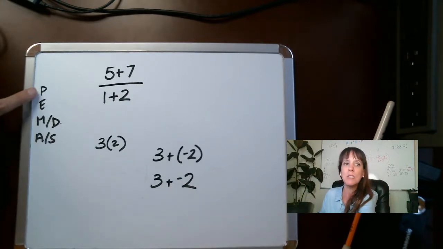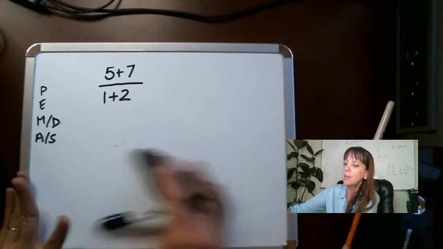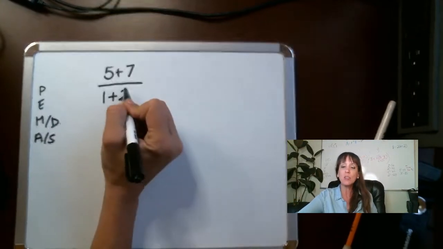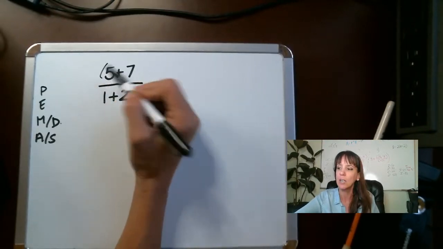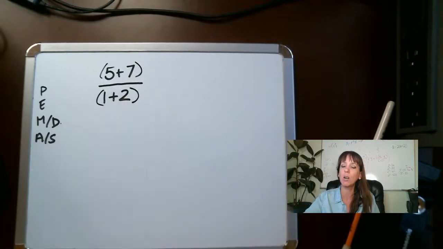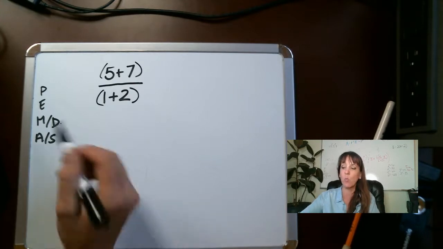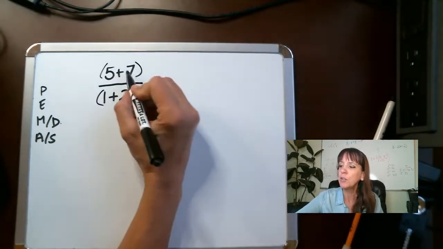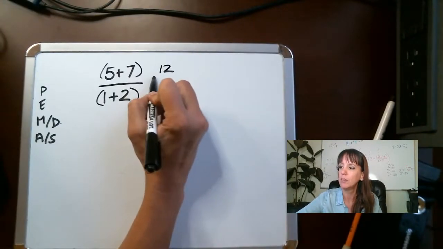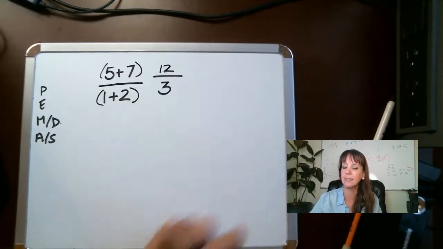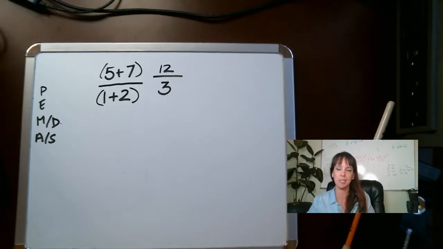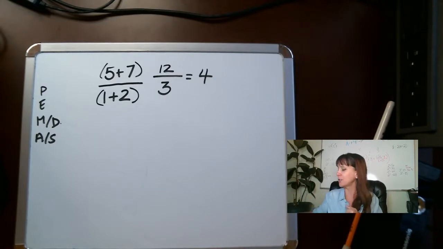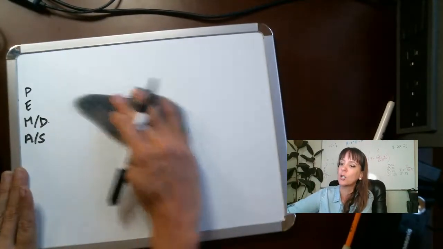So when you see parentheses appear for the P in order of operations, think grouping. And here's why. There is an implied grouping here. We need to do 5 plus 7 before we do our division, and 1 plus 2 before we do our division, right? So if we look here, 5 plus 7 is 12, divided by 3. This is the correct way to do this. 12 divided by 3 is 4. There is your answer. So think of those as implied groupings.